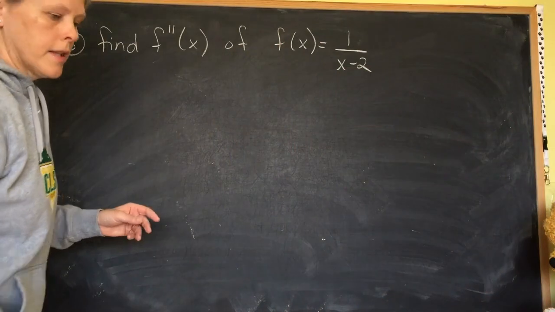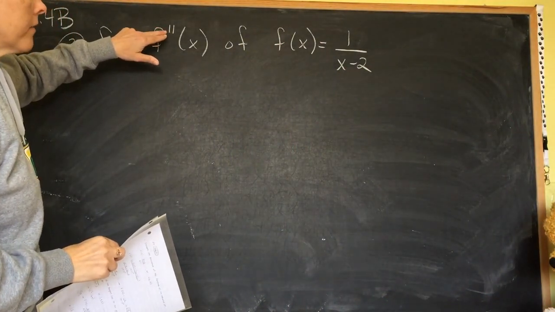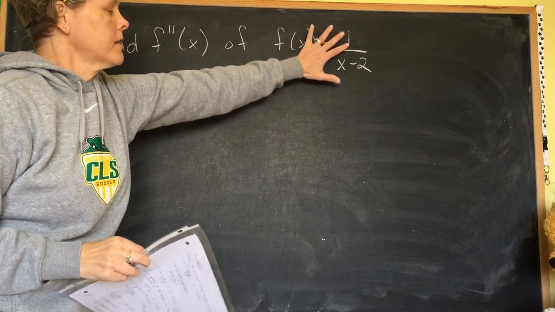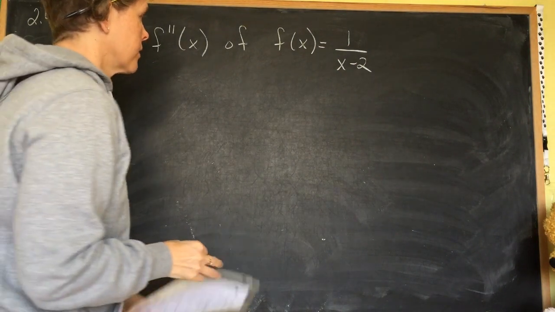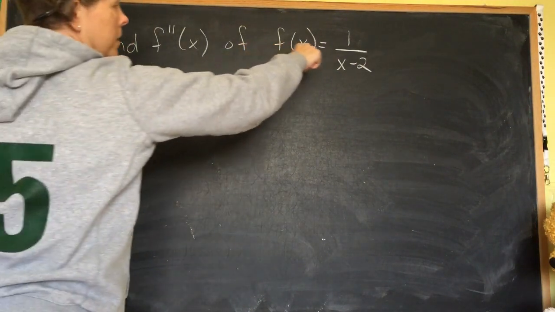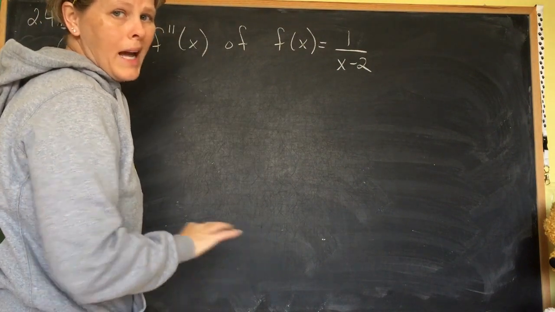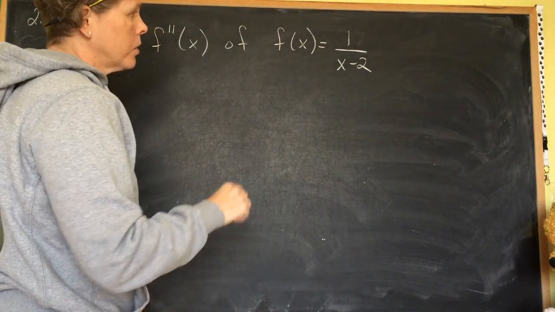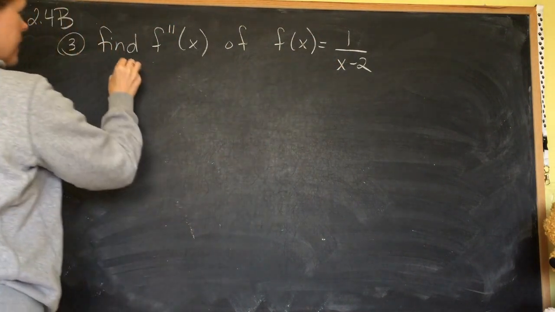All right, so this notation here, f double prime, that means find the second derivative. So I'm going to take the derivative of this, and then I'm going to take the derivative of the derivative, and that's going to be my second derivative. Okay, so here, see how there's no x on the top? So if there's no x on the top, we're not going to do quotient rule. Remember, quotient rule has to have a variable on the top and the bottom. So here, I'm just going to rewrite that.